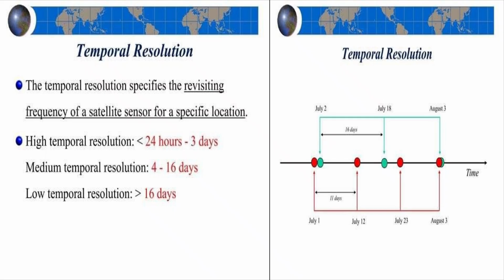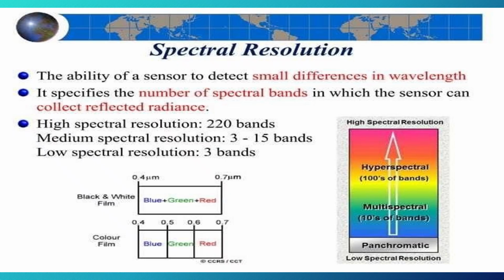Medium temporal resolution ranges from 4 to 16 days, while low temporal resolution means the revisit time is more than 16 days. The timeline shown in the diagram illustrates how satellites capture images at different time intervals, helping analysts track changes over time. This slide explains spectral resolution in remote sensing.